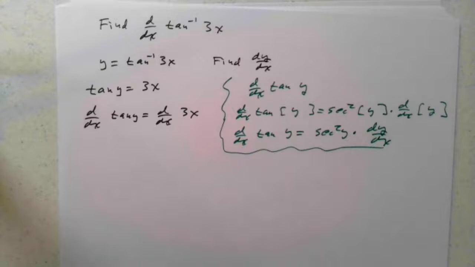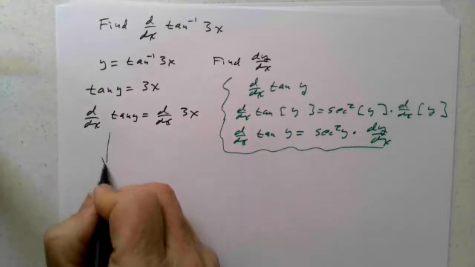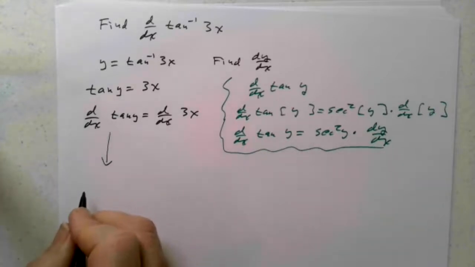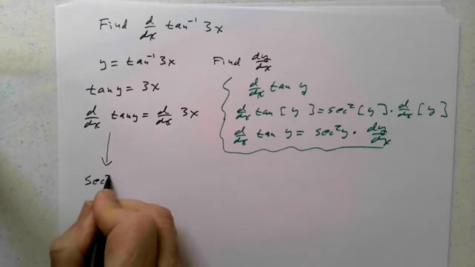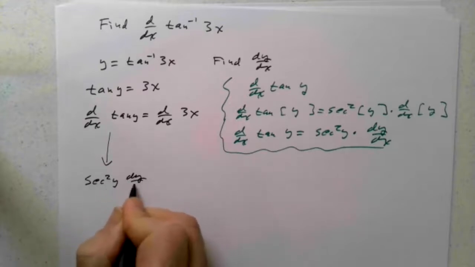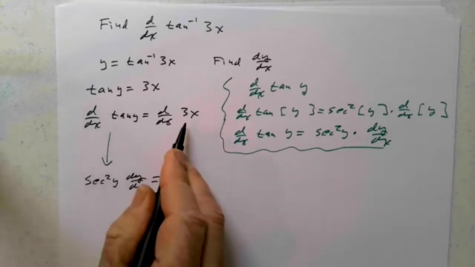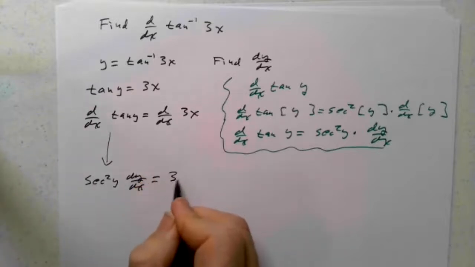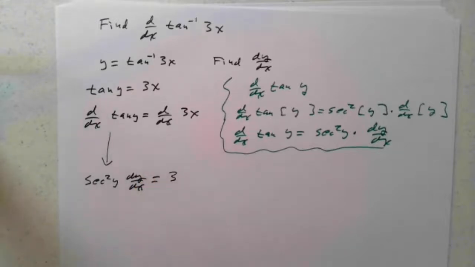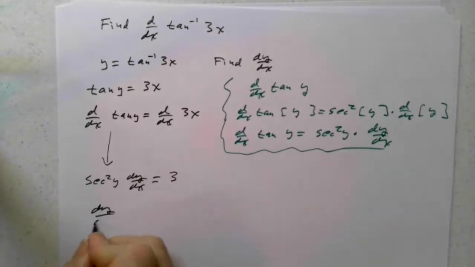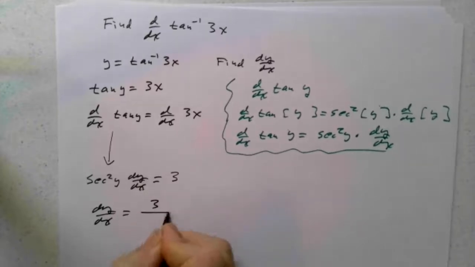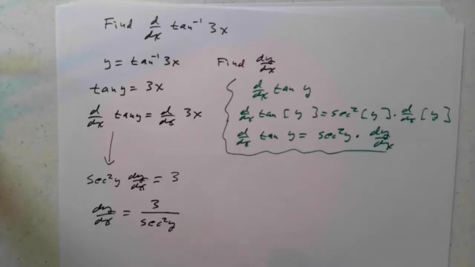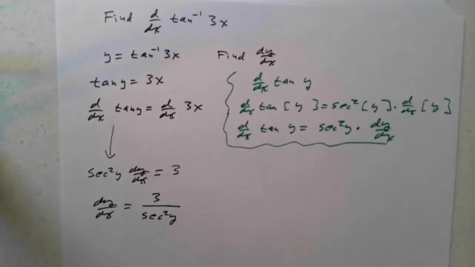So as I make the substitution now, the derivative with respect to x of tangent y is secant squared y dy/dx, equals the derivative with respect to x of 3x, which is just 3. So now what am I going to say? We can divide both sides by secant squared y, and I could say dy/dx is 3 divided by secant squared y, which is the same as 3 times secant y quantity squared.